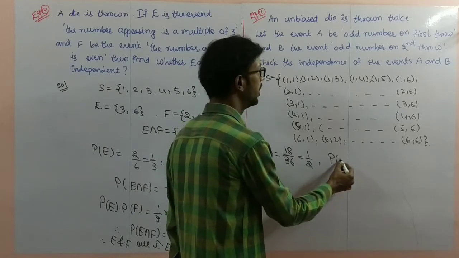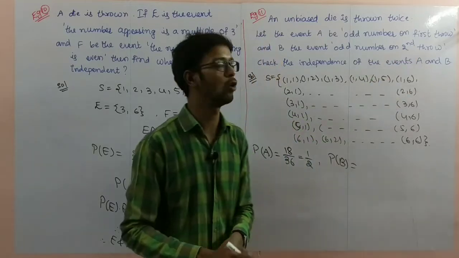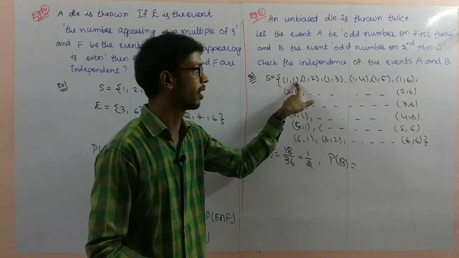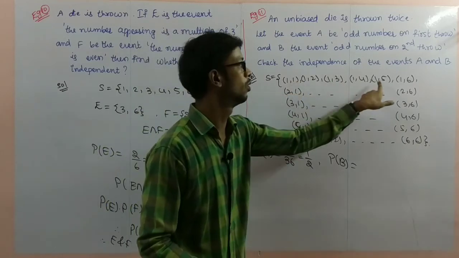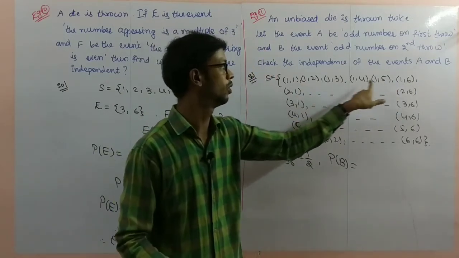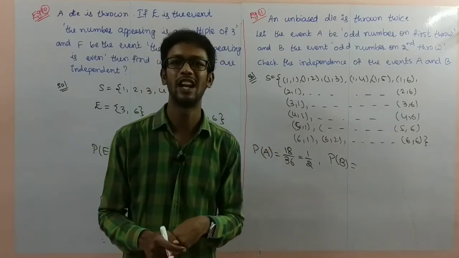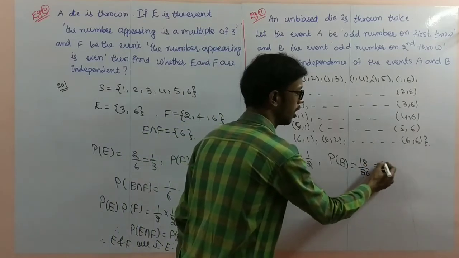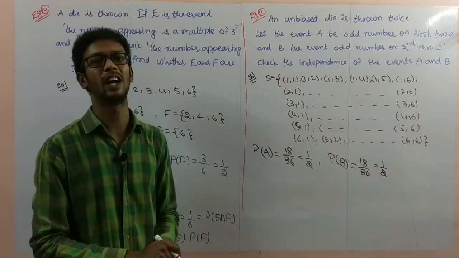Next, probability of B, the event odd number on the second throw. Second throw is an odd number: 1, 2, 3, like that. 3 plus 3 plus 3, total 6 threes are there. 6 threes are 18. Again 18 by 36 is equal to 1 by 2. So probability of A and probability of B are completed.